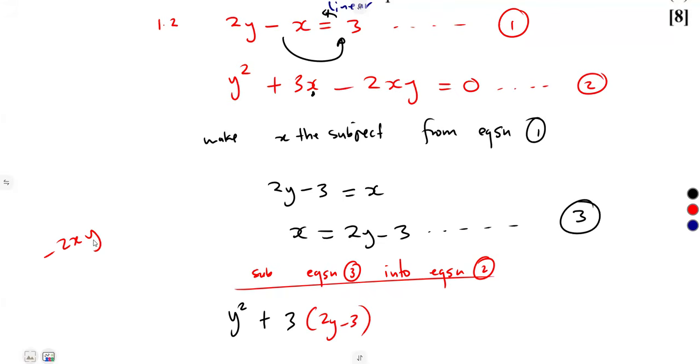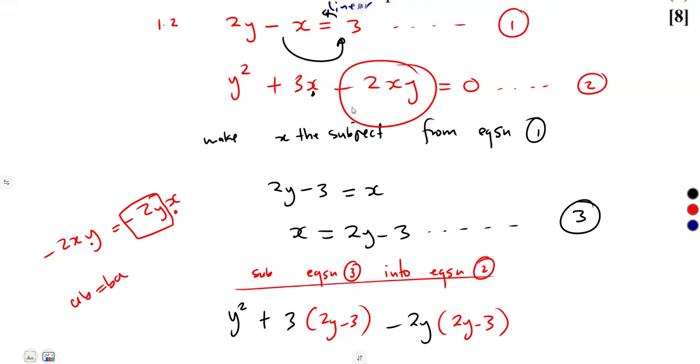Remember, minus 2xy like this is the same. Actually, there was no need; it is the same as minus 2y. You can start with this y, then x, so this is like AB is equal to BA. So minus 2y times what? Times x. So that is going to be minus 2y times x. Our x is 2y minus 3. That is what it means on this part.